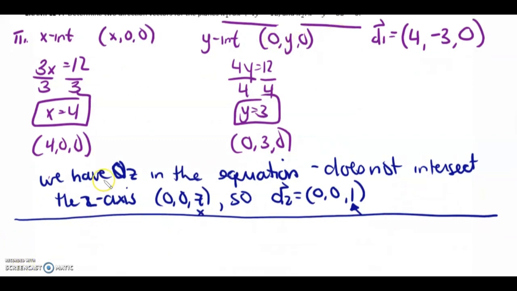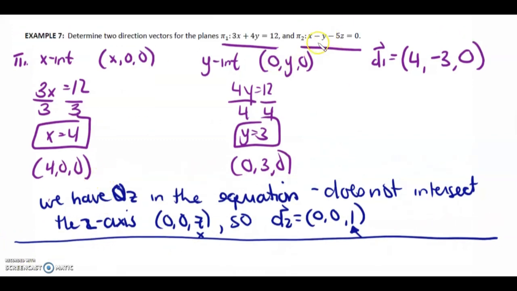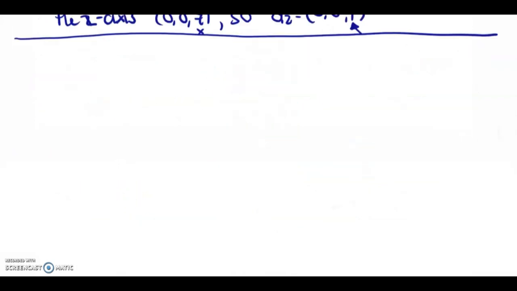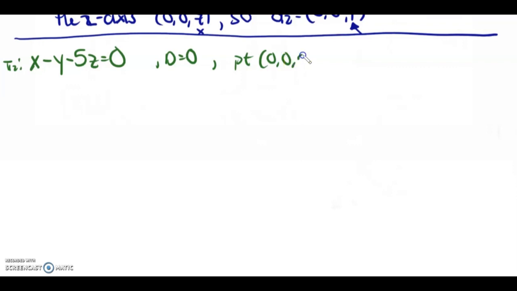Okay, now let's try plane 2. So we're done plane 1, plane 2. x minus y minus 5z equals 0. Okay, so we got to think about what kind of plane this is. So we have an x, y, z, and then we have d equals 0, right? So because d equals 0, we have the point 0, 0, 0. We know that this goes through the origin. Now let's find 2 more points.